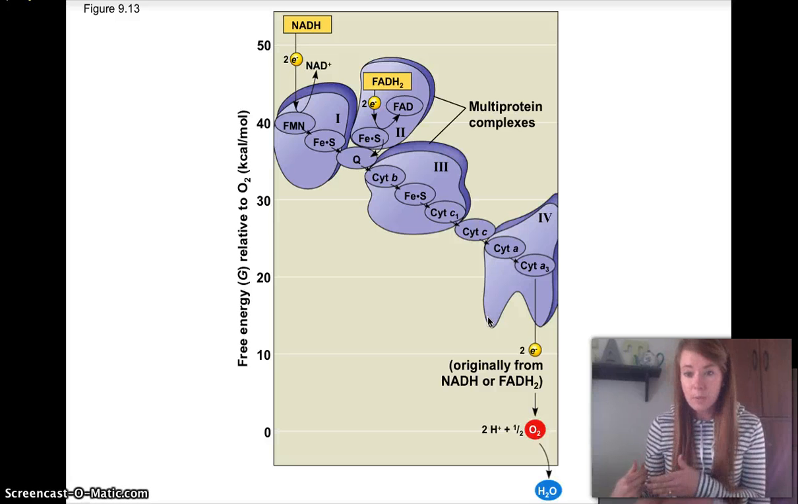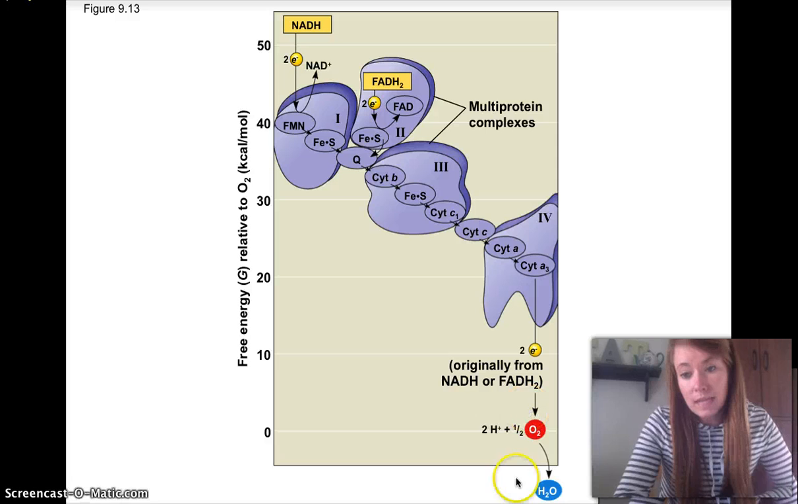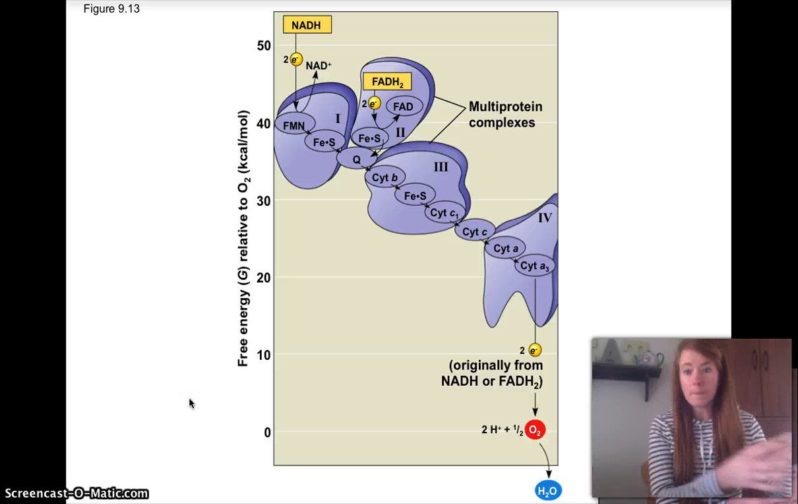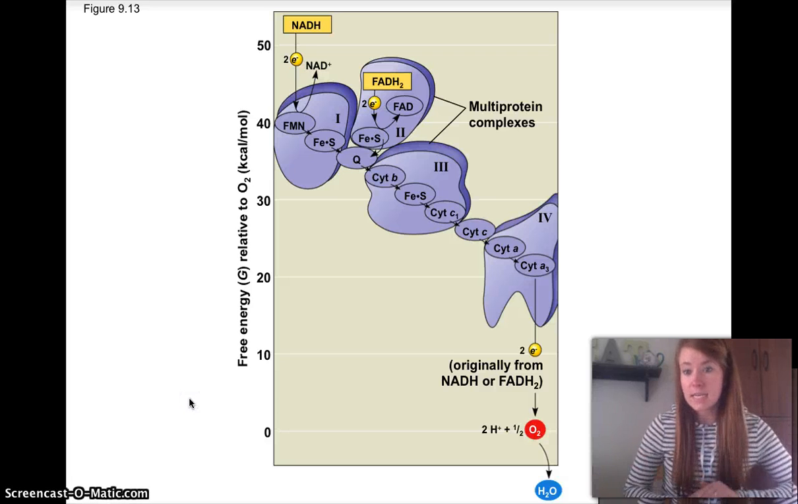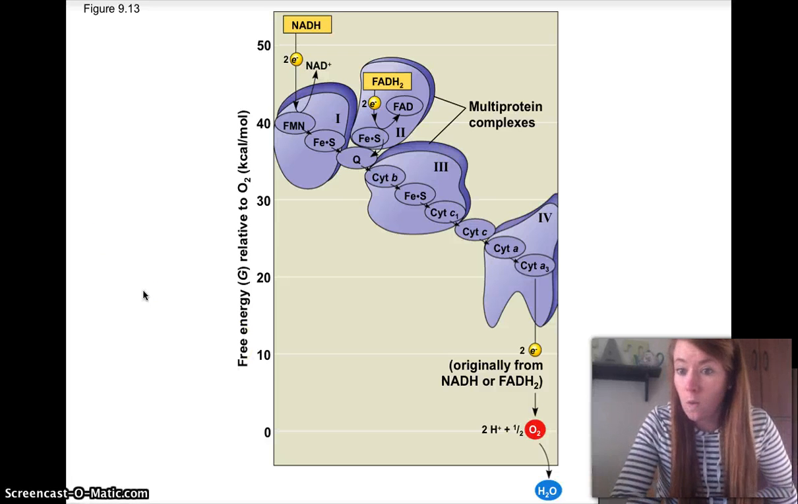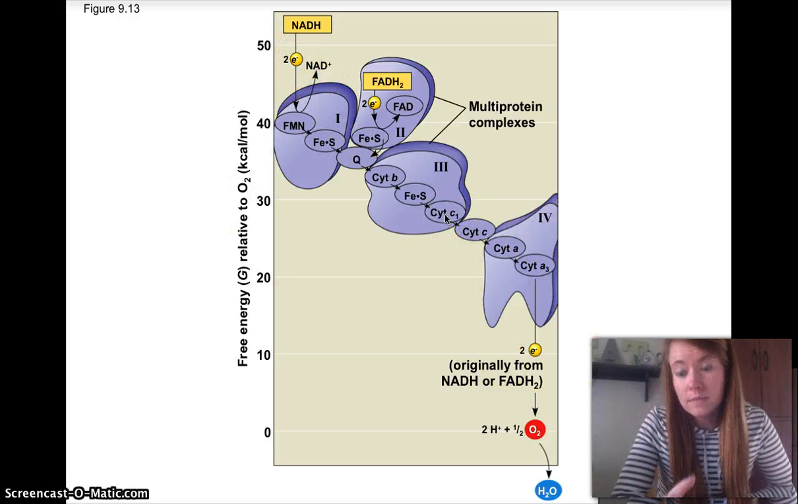So the electronegative proteins are pulling the electrons towards them. And the most electronegative of the whole thing is this oxygen atom down here. So each protein picks up the electrons and passes it on to the next more electronegative protein. So of all the proteins in the whole electron transport chain, these are the least electronegative and these are the most electronegative. The most of the entire thing being the oxygen, which takes it at the end.